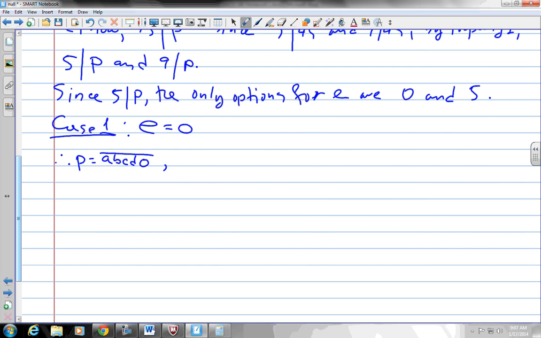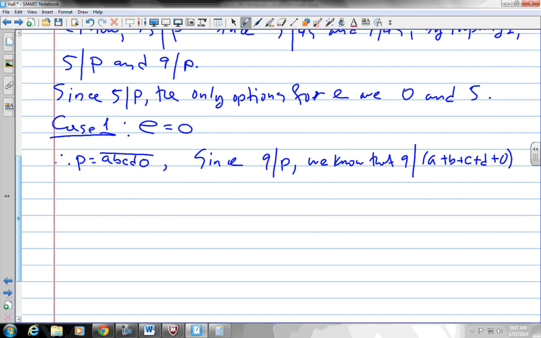So since 9 divides p, we know that 9 divides the sum of a plus b plus c plus d, well, plus 0. I'm not going to write plus 0. I'm just adding all the digits. I can write it, it doesn't make any difference. See what I'm doing? Okay? Are we happy up to this point? Have we got this conclusion? Not happy?